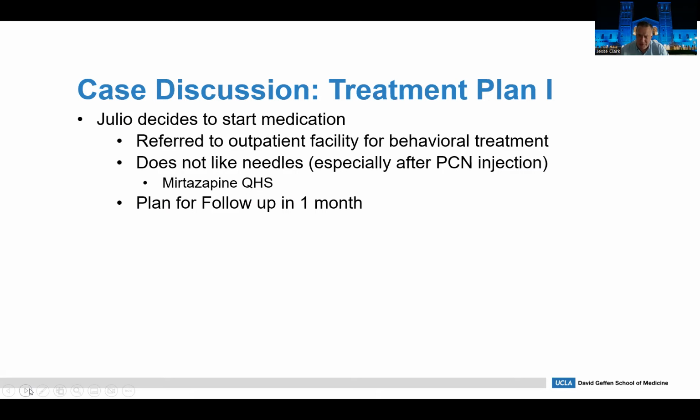You also refer him to an outpatient facility so he can start behavioral treatment. You don't have anything available in your clinic at that time, so you give him a referral to outside. And you plan to follow him up in 1 month to see how things are going then. Next slide, please.